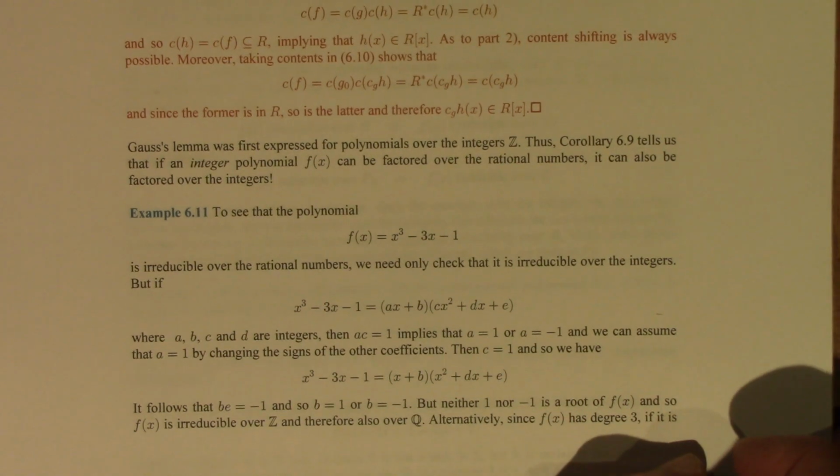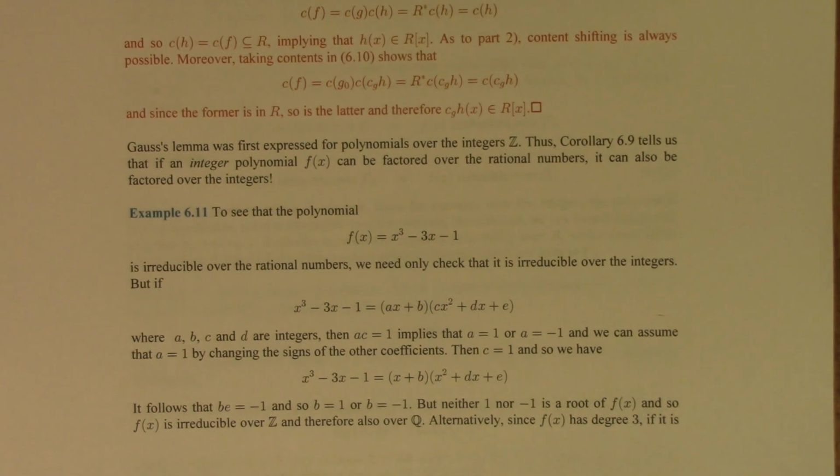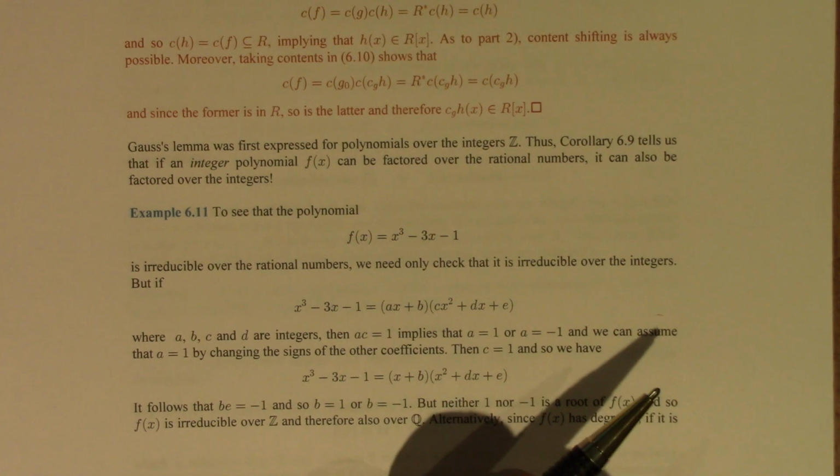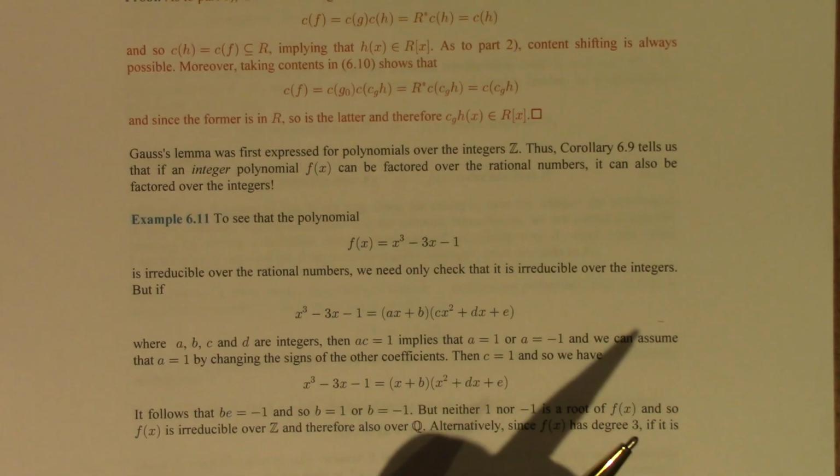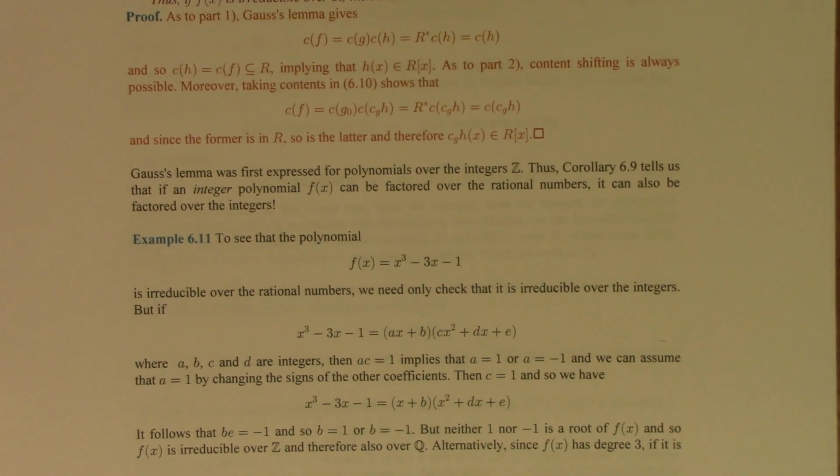Gauss's lemma, as I said, was actually first expressed for polynomials over the integers, and it tells us that if an integer polynomial can be factored over the rationals, it can also be factored over the integers. That's, I guess, another indication that the field of fractions doesn't buy you a whole lot more than the base ring itself.